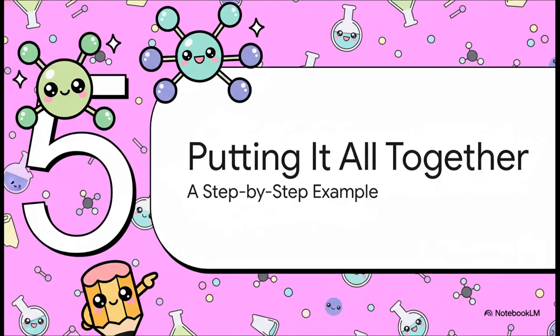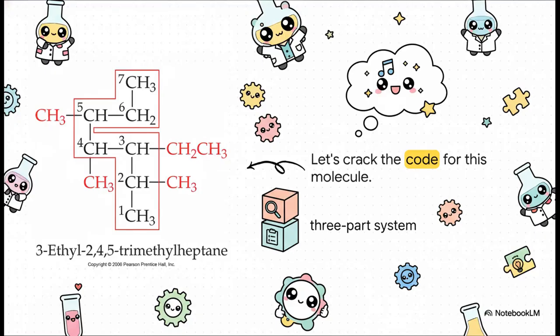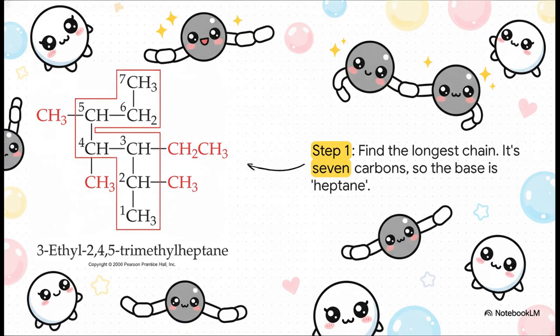Okay, enough with the rules. Theory is great, but let's see this system in action. We're going to walk through naming a molecule from scratch, putting all these pieces together step by step. All right, let's try to name this molecule right here. It looks pretty branched, a little complicated, but if we just apply our three-part system, we can give it a single, totally unambiguous name.